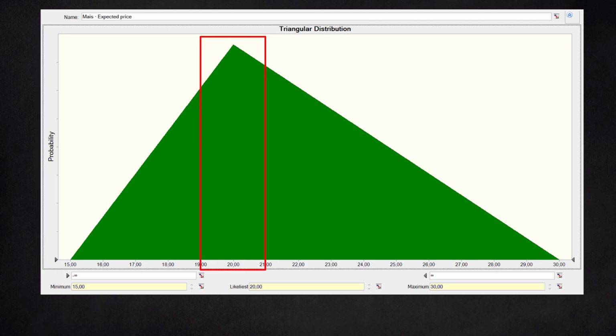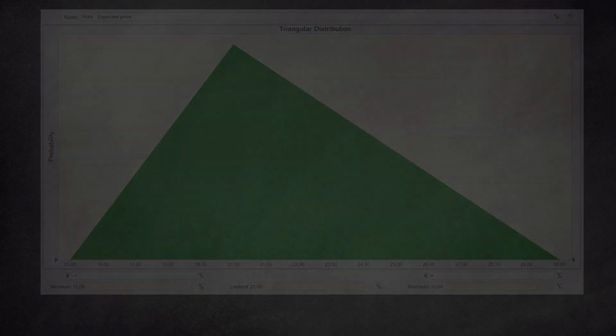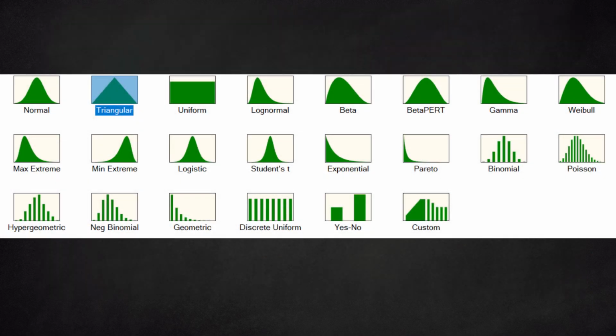The higher the graph, the higher the probability. We notice that market prices around 20 are much more likely than prices in the left and right-hand corners of the distribution. It is possible to use other probability distributions. To keep things simple, we limit ourselves to the triangular distribution.